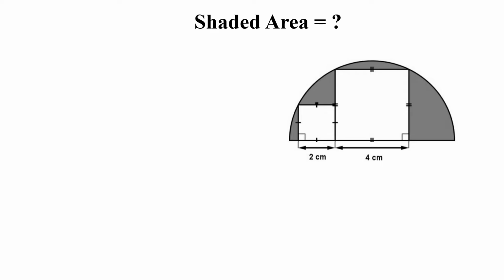The question is, we have a semicircle and there are two squares inside this semicircle, and the side of one square is 2 and the side of another square is 4. How to find the shaded area of this semicircle? How can we solve this?